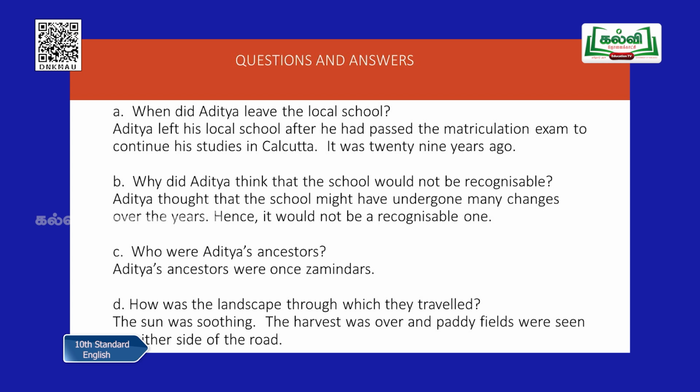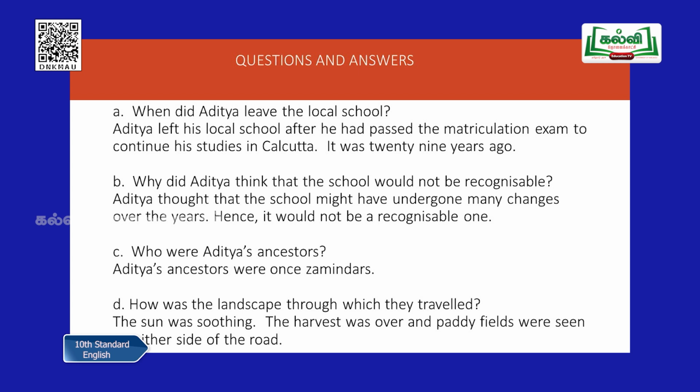So this is what I explained also. So then question B. Why did Aditya think that the school would not be recognizable? He would not be able to recognize the school because he has come back to Brahmapur, that is his native village, after 29 long years. So he believes very strongly that the school would not be recognizable. That means he would not be able to recognize the school.